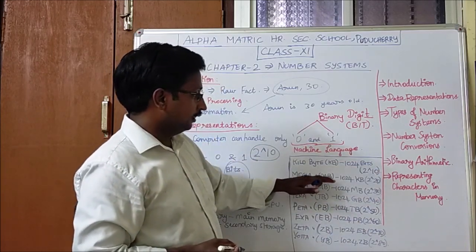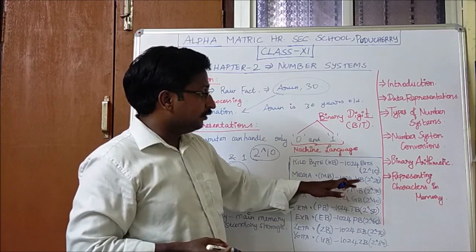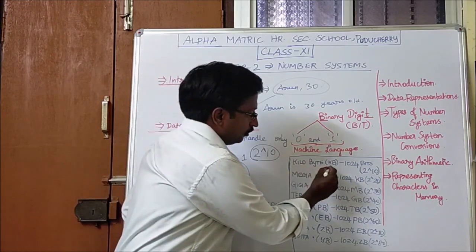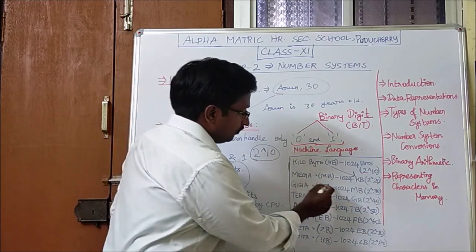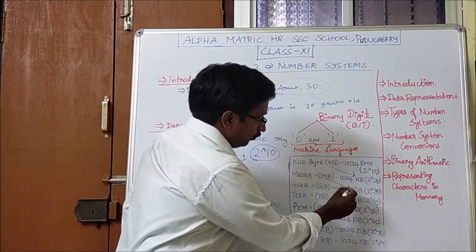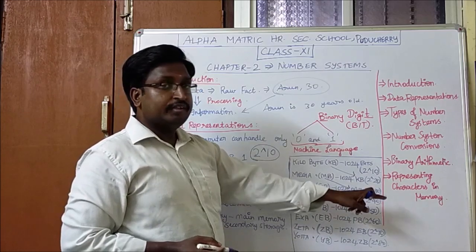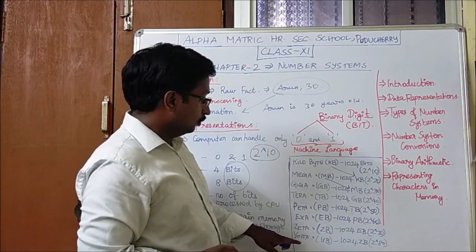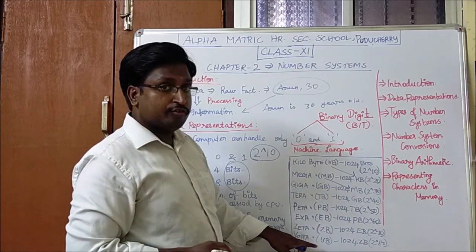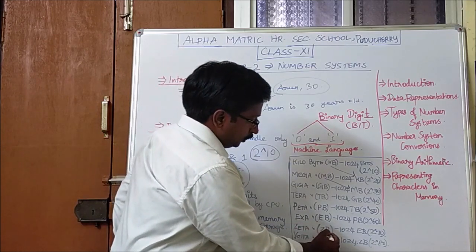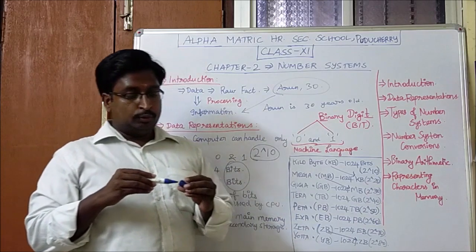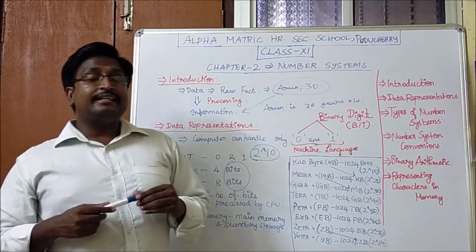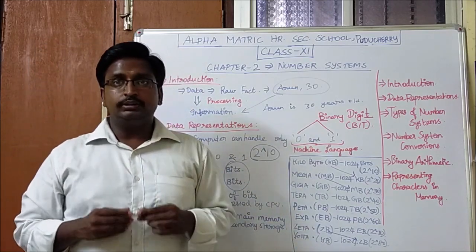Next is megabyte, MB, that is 1024 kilobytes, that is 2 power 20. Likewise, gigabyte is 1024 MB, 2 power 30. Likewise it goes on to yottabyte, that is 1024 zettabytes, 2 power 80. So this is all about data representation in computer's memory.